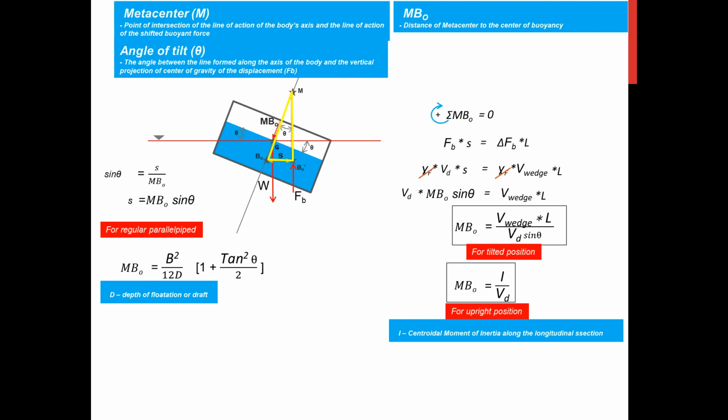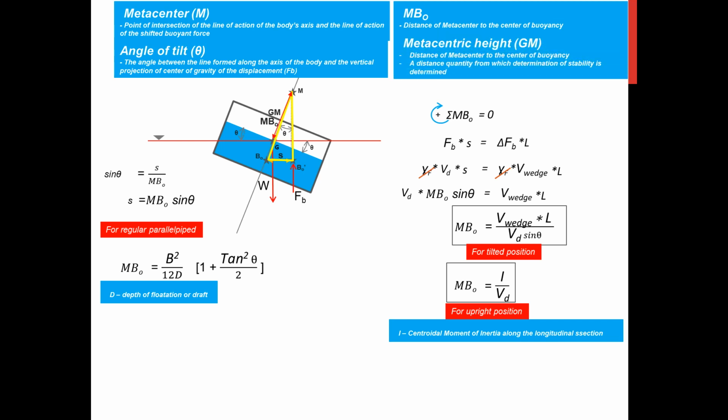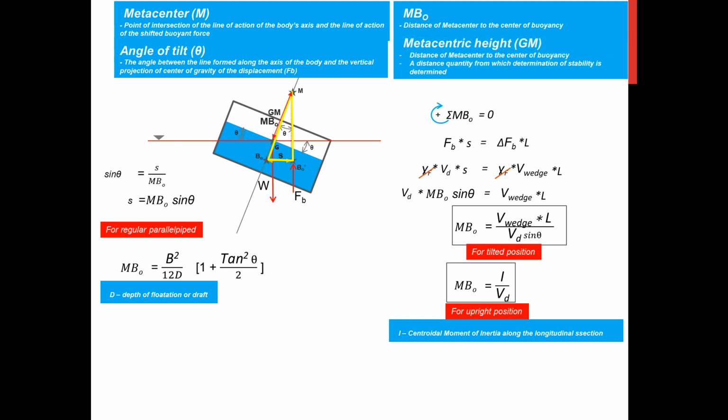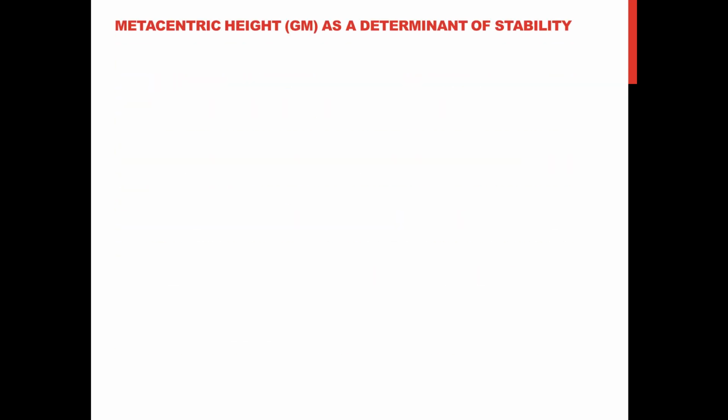Now we have here a distance from G to M, and that will be GM. Now GM is actually the metacentric height. This one. From G to M, this is GM, and GM is the metacentric height. The distance of metacenter to the center of gravity. A distance quantity from which the determination of stability is determined. Now, GM as a determinant of stability.